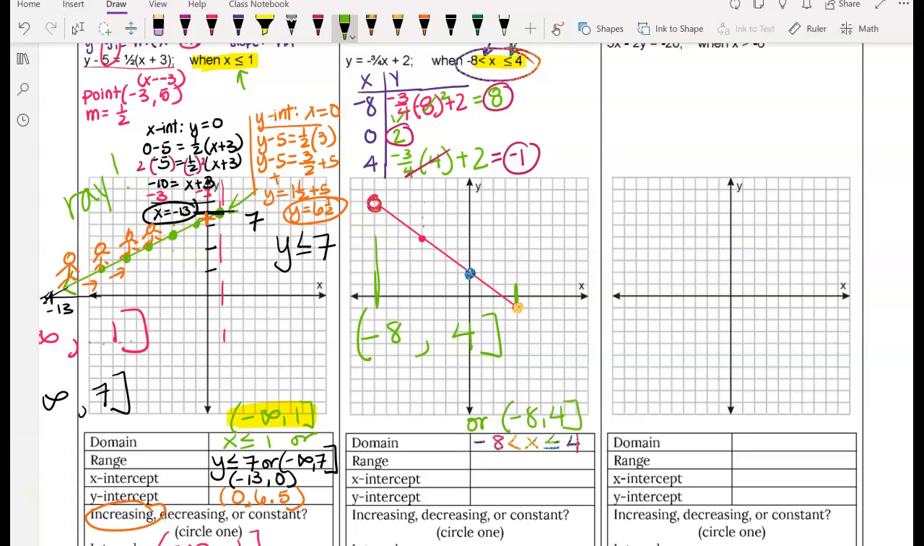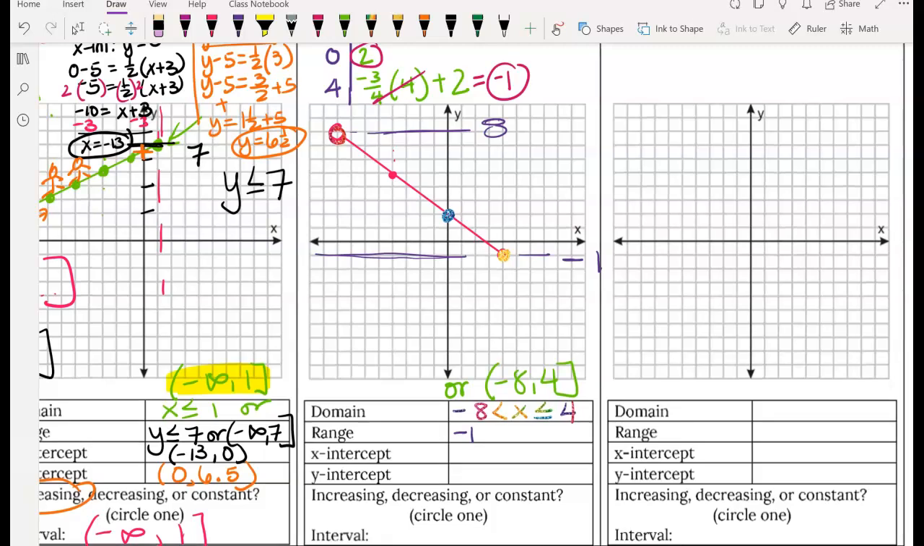Your range is the y values, right? All y values that we can count or find. The smallest is this, negative 1. This is your largest up here, that's positive 8. So y is in the middle of negative 1 and 8. So negative 1, smaller number first, is less than or equal to y, which is less than or equal to 8.